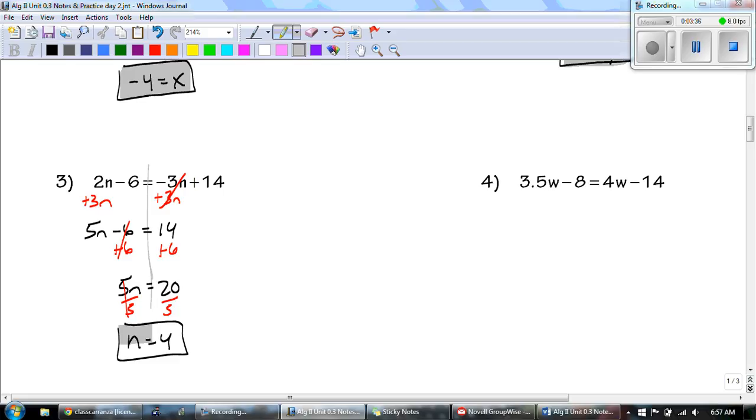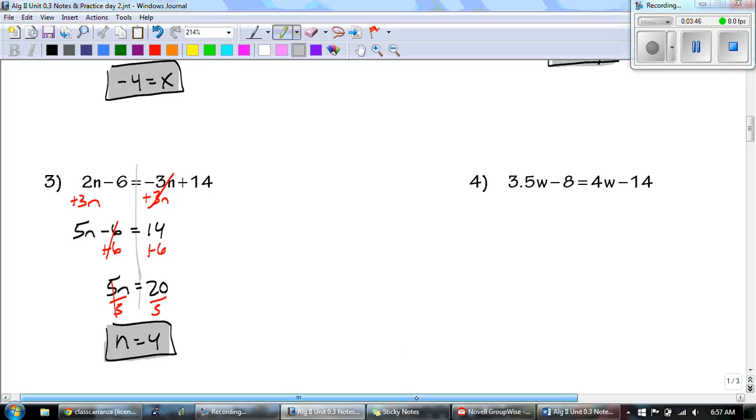Okay, so we had to add the 3 in to the other side. Okay, that was our smaller variable. So we get 5n. Add the 6, divide by 5. We get n equals 20.